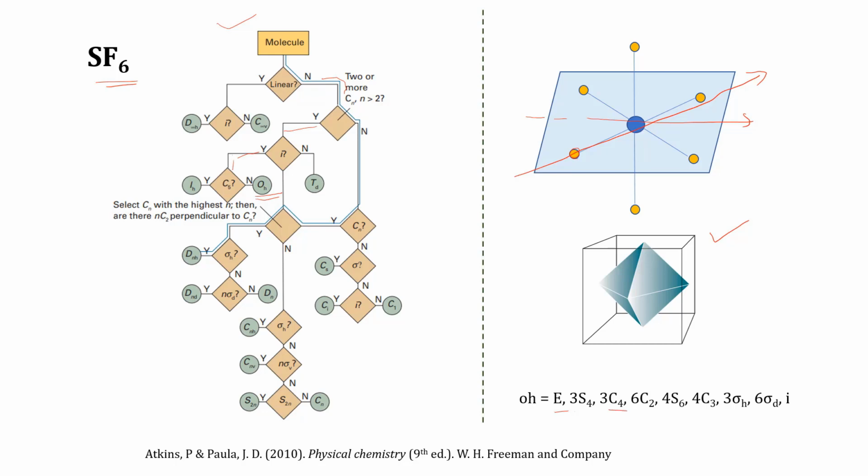C is the axis of rotation and S is the improper axis of rotation, where the first component is rotation through 360 by n and the second is reflection through a plane perpendicular to the axis of that rotation. The next is sigma h, which is a plane of symmetry perpendicular to the principal axis. And sigma d here is the dihedral plane, which is a vertical mirror plane that bisects the angle between two C2 axes. And I is inversion.